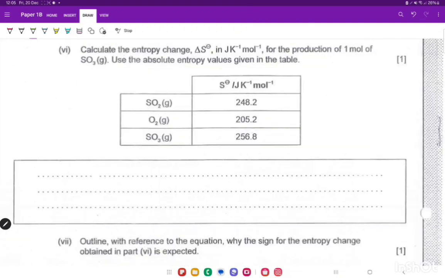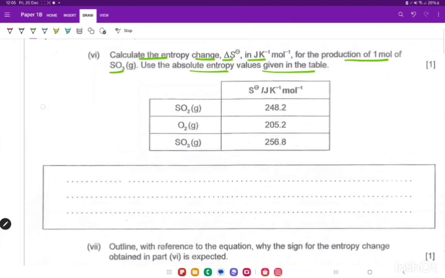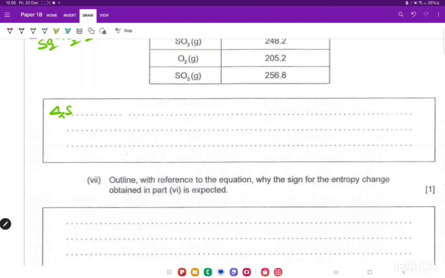Next question, part 6 is calculate the entropy change delta S degree in joule per Kelvin per mole for the production of 1 mole of SO3, and the absolute entropy values are given here. The reaction is SO2 plus half O2 gives you SO3. The standard entropy change of reaction equals summation of standard entropy of products minus summation of standard entropy of the reactants.